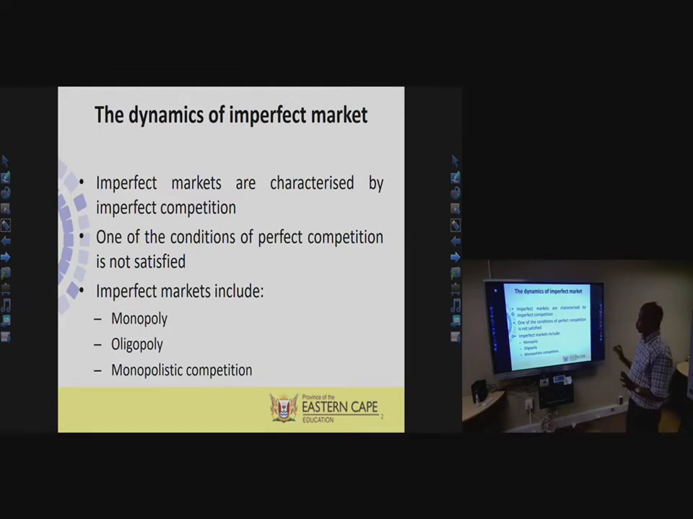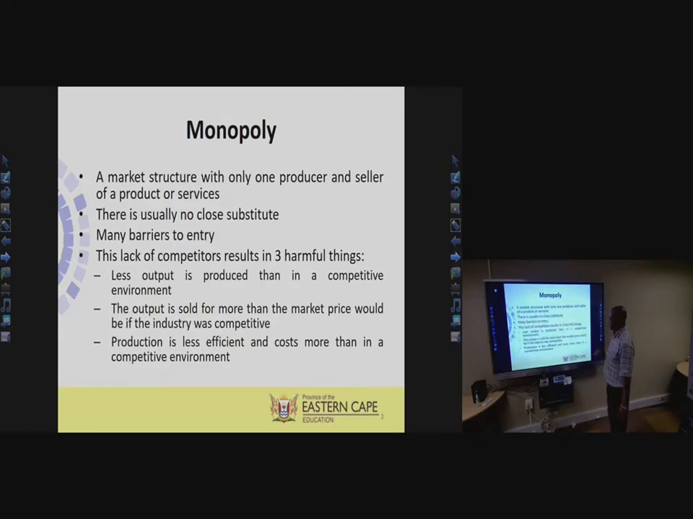Okay, let's now look at imperfect competition as a whole. Imperfect markets are characterized by imperfect competition. It means that as businesses are competing with each other, the competition itself is imperfect, unlike the other market, which was a perfect market. With imperfect competition, we have monopoly, oligopoly, and monopolistic competition. Then let me proceed to look at monopoly as a market structure.